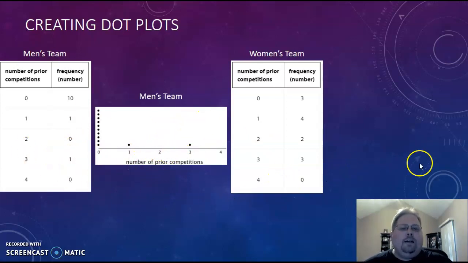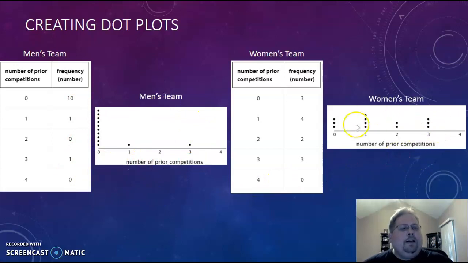So here's the men's team, and then here's the women's team. The women's team is a little more spread out, where the men's team is more focused on the 0 part.